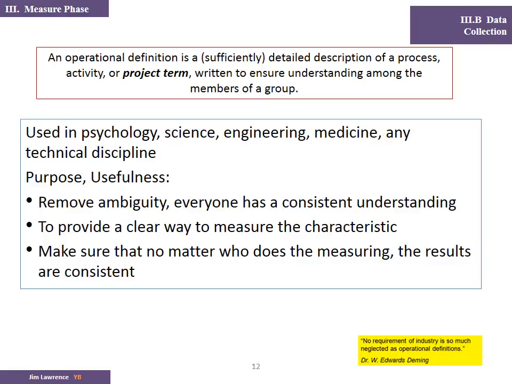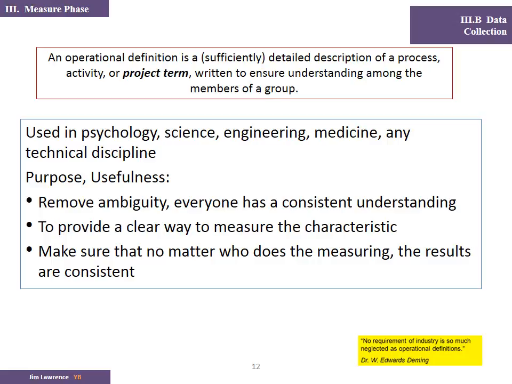So a lot of times I have project term highlighted because many times in team meetings you'll talk about objectives and you'll use terms, and you'll want to make sure that everybody agrees what that term really means. For example, quality and better or good or excellent are all terms that need operational definitions. They remove ambiguity. Everyone has a consistent understanding. They provide a clear way to measure the characteristic. They make sure no matter who does the measuring, the results are consistent.